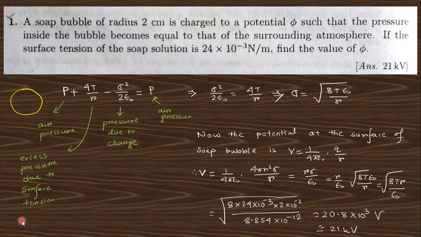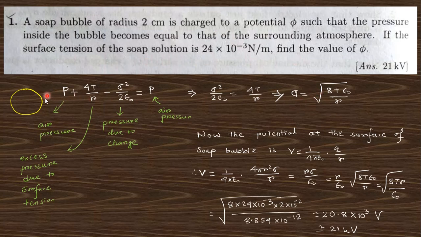Vasudev Ghosh, which says that a soap bubble of radius 2 centimeter is charged to a potential phi such that the pressure inside the bubble becomes equal to that of the surrounding pressure. That means the pressure inside this bubble must be equal to the air pressure, if the surface tension of the soap bubble is given. Find the value of phi.